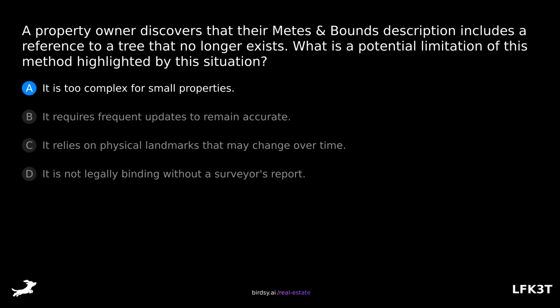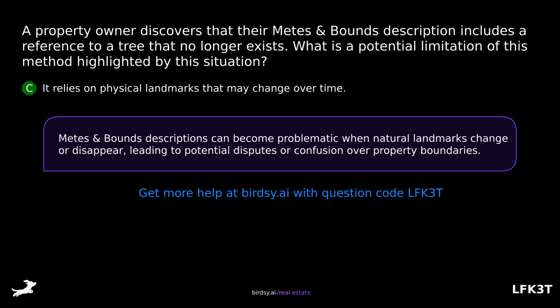Is it A, it is too complex for small properties? B, it requires frequent updates to remain accurate? C, it relies on physical landmarks that may change over time? Or D, it is not legally binding without a surveyor's report? The answer is C. It relies on physical landmarks that may change over time. Metes and bounds descriptions can become problematic when natural landmarks change or disappear, leading to potential disputes or confusion over property boundaries.